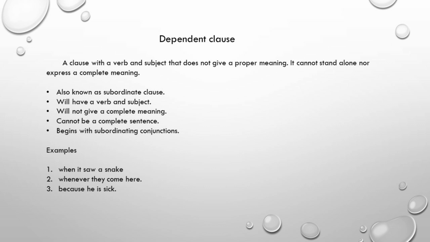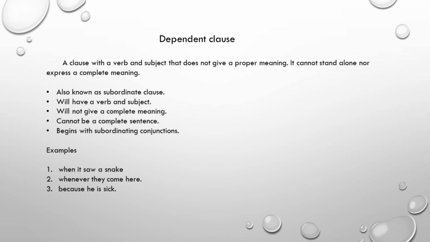The last one, because he is sick. In this example, because is the subordinating conjunction, he is the subject and is the verb, and this clause doesn't give a complete sense, thereby not making a complete sentence as well. That is why this is also an example of dependent clause.